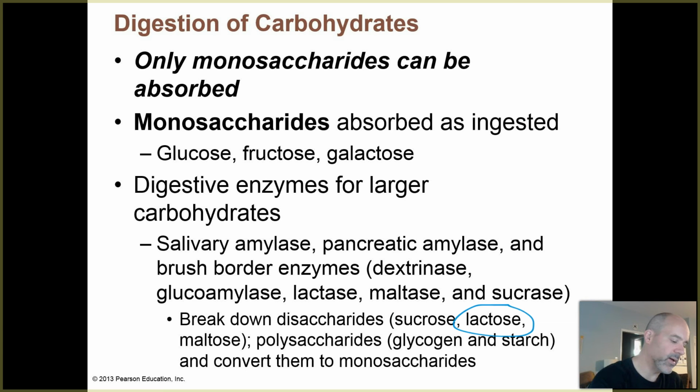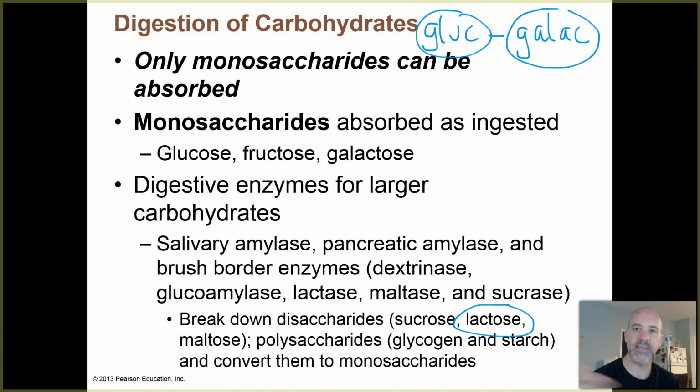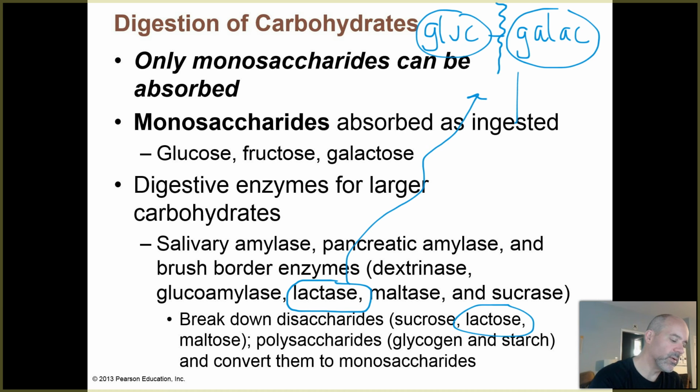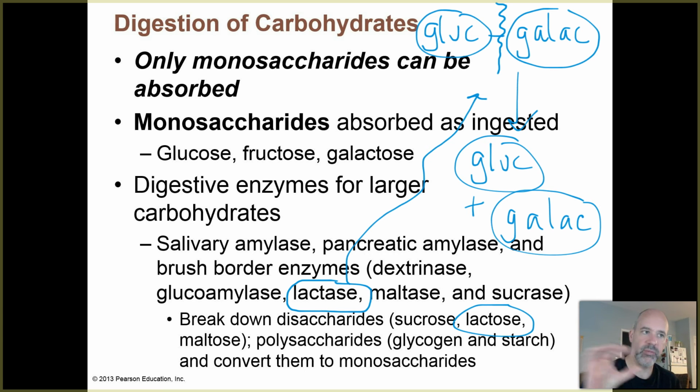Lactose is glucose bonded to galactose. So that's a disaccharide. You've got two sugars linked together. Lactose is present, as you guys know, in a lot of dairy products. All right, so along the brush border, you have an enzyme called lactase. And what lactase does is it chops apart the glucose and the galactose. So you now have those simple sugars, those monosaccharides, and those can be absorbed into the cells that line the intestinal tract.